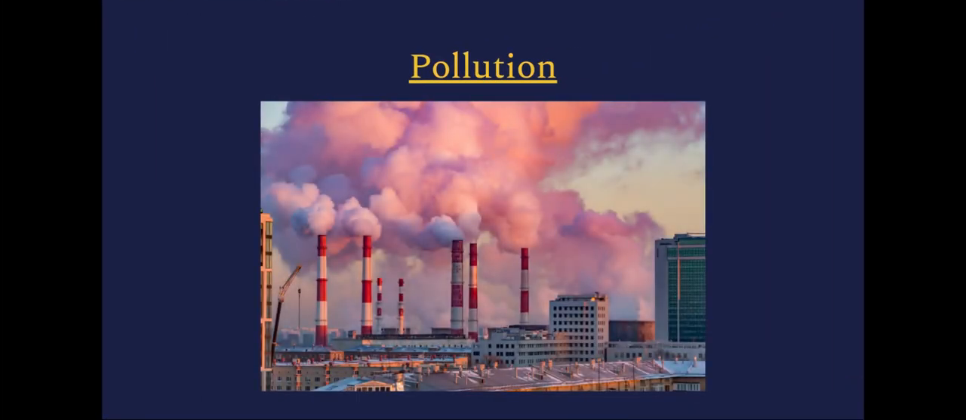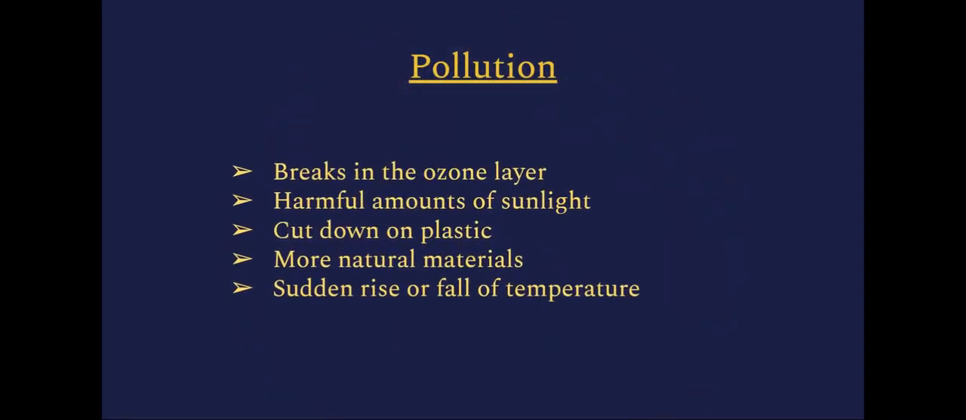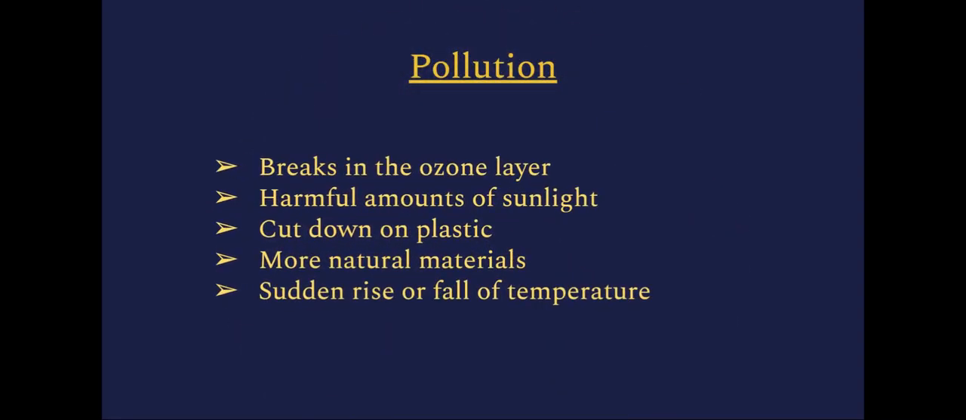The extinction is largely occurring due to pollution. Pollution is causing several holes in the ozone layer, which are letting in harmful amounts of sunlight. This is causing an imbalance in the environment. One way you can fix this is by using things that are less harmful to the environment, and try to cut down on plastic and use more natural materials.